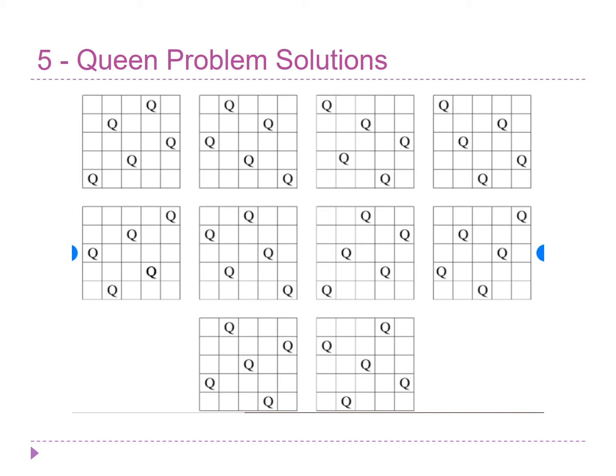10 solutions for the 5 queens problem are given here. These solutions could be derived by constructing a state space tree.